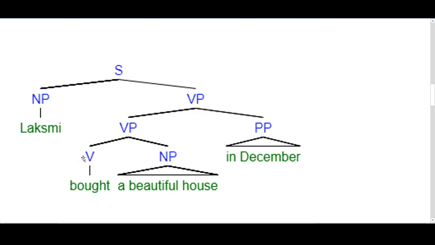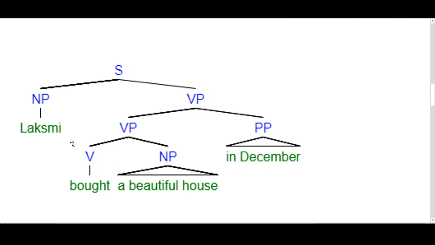So I'll talk about this constituency test in another video, but you could say it's what we call the did so to test. For example, Lakshmi bought a beautiful house in December, and, I don't know, Sam did so too. Now, what I'm doing there is I'm testing all of that. That's testing this level node. Did so too, o sea, ¿qué fue lo que también hizo? Pues comprar una casa bonita en diciembre.